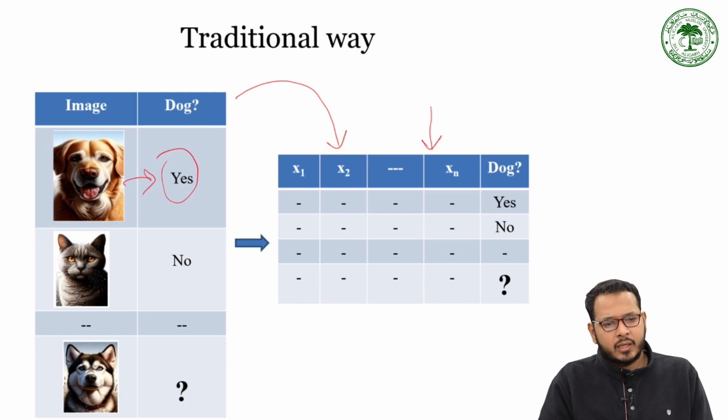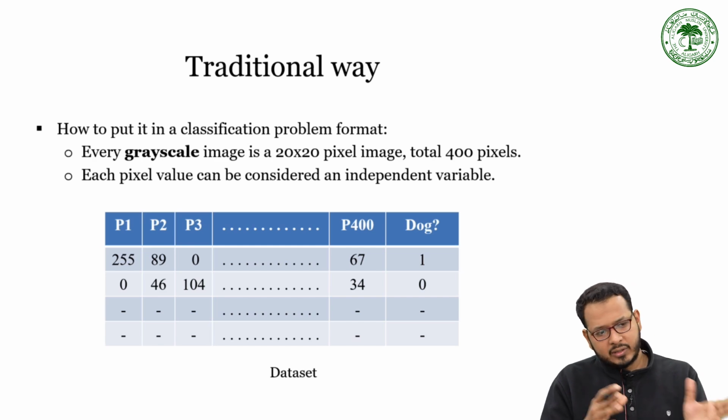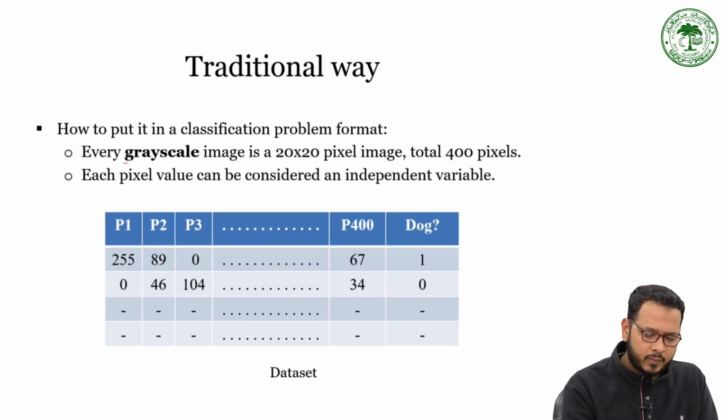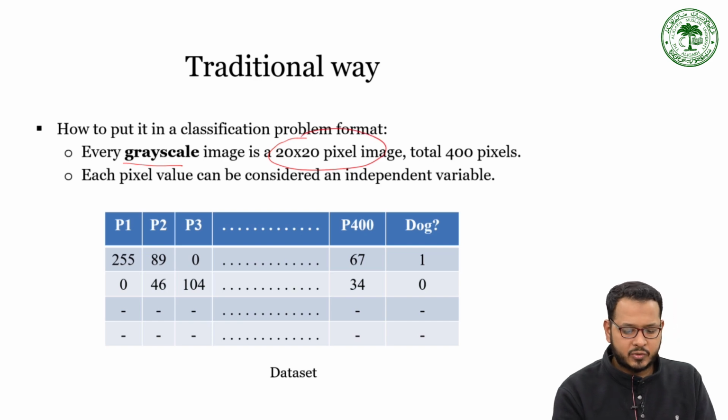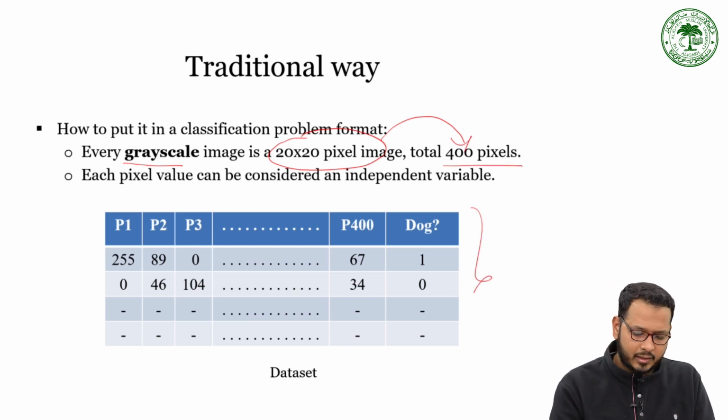However, in the era of deep learning, this approach has changed, and now we take only the image and we put that into the deep learning model. In the traditional way, however, given an image, we identify the number of pixels in the image and treat each pixel as an independent variable. We have discussed already in the last class that we'll have 400 pixels in this specific case, and we will arrange our data like this.